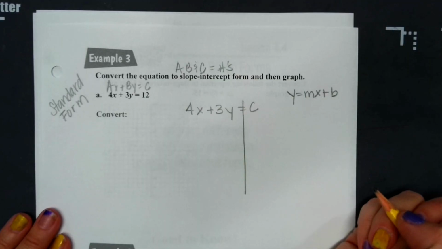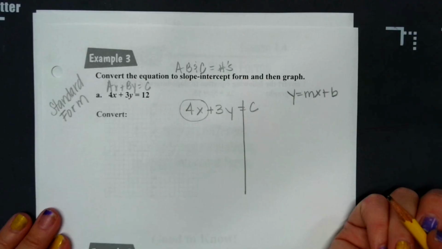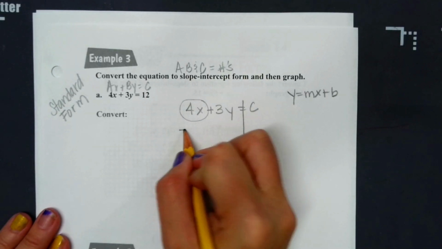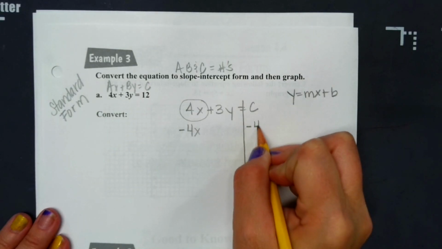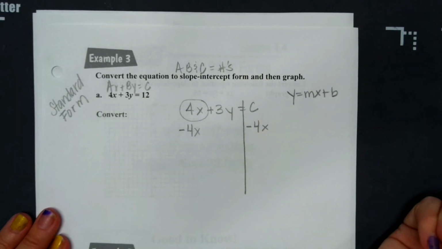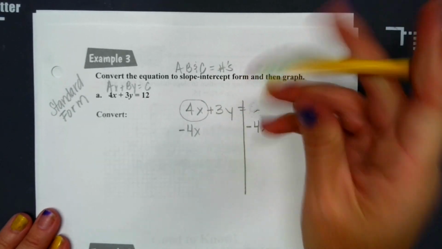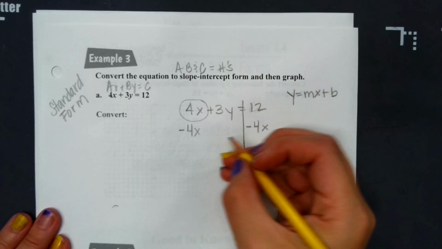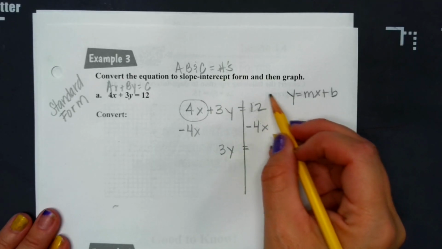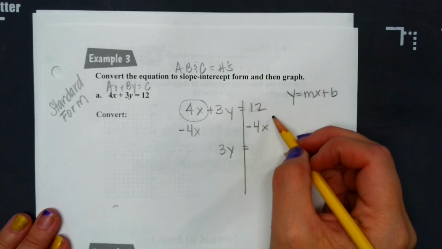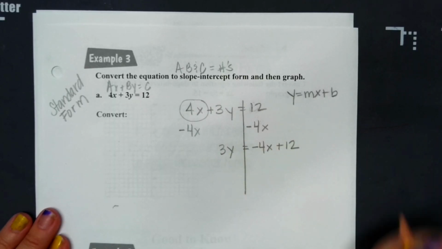We're getting y by itself. So first I got to get rid of this 4x. I can see that it's a positive 4x, so I'm going to minus 4x, minus 4x. Oh, and I wrote c. Why didn't you guys yell at me? 12. Okay. Bring down this. These are not like terms. You cannot put them together. So negative 4x plus 12.